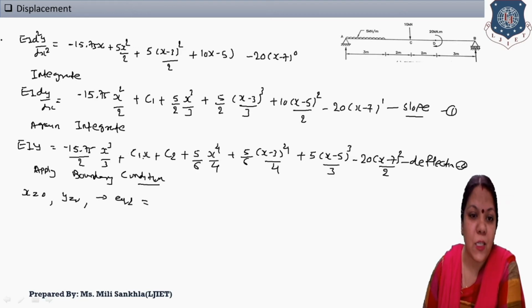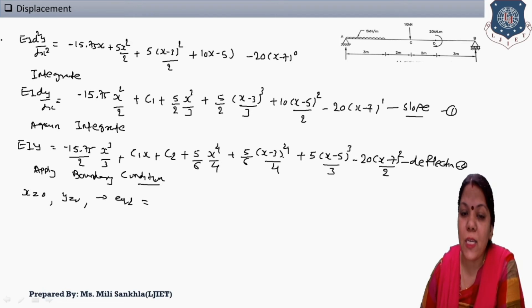C1 into x, 0. x is equal to 0, then x minus 3, 0 minus 3 is less than 0, cancel this term. 0 minus 5, cancel this term. 0 minus 7, cancel this term. That means we again write here our constant C2 is equal to 0.